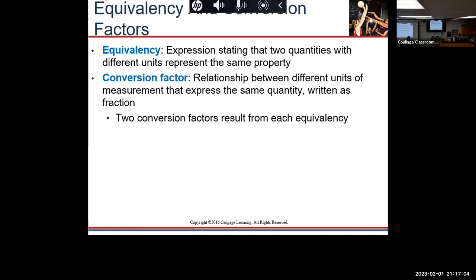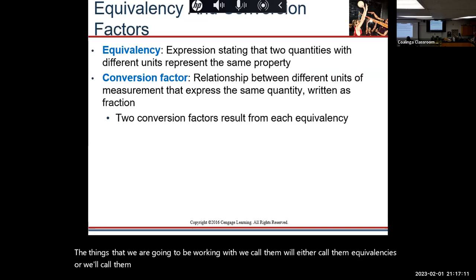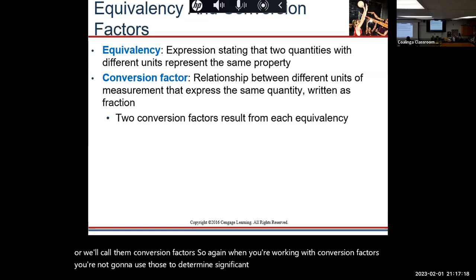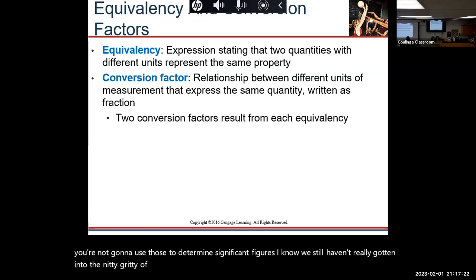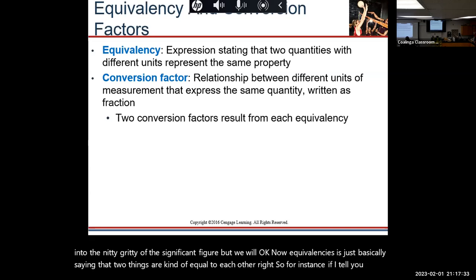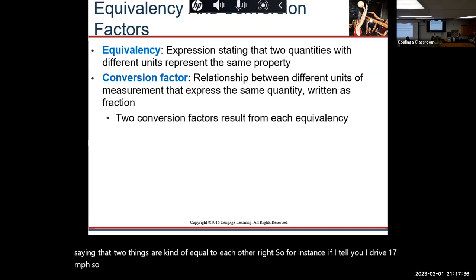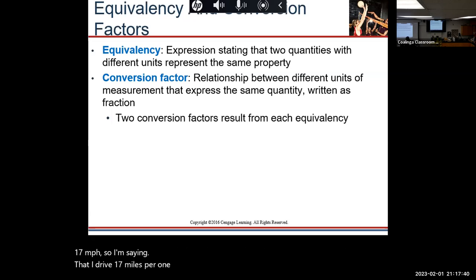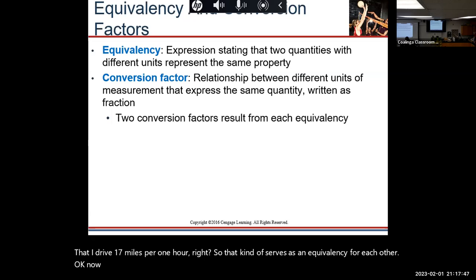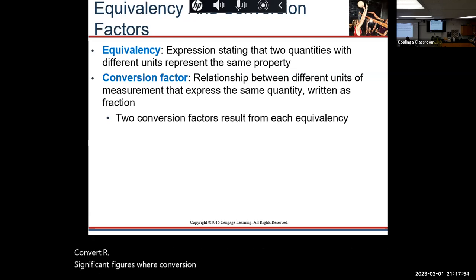Okay, so the things that we are going to be working with, we'll either call them equivalencies or we'll call them conversion factors. When you're working with conversion factors, you're not going to use those to determine significant figures. We will get to the nitty-gritty of significant figures. Equivalencies just say that two things are equal to each other. If I tell you I drive 17 miles per hour, I'm saying I drive 17 miles per 1 hour, so that serves as an equivalency. Equivalencies can affect our significant figures, where conversion factors won't.